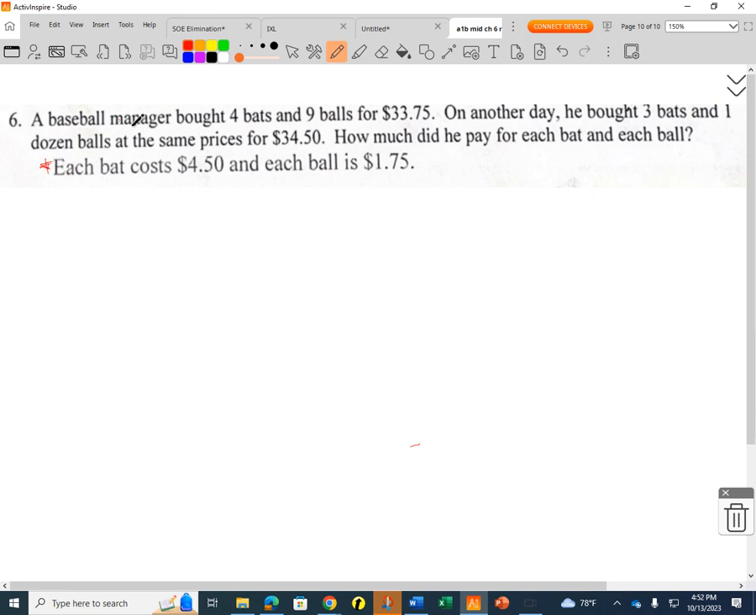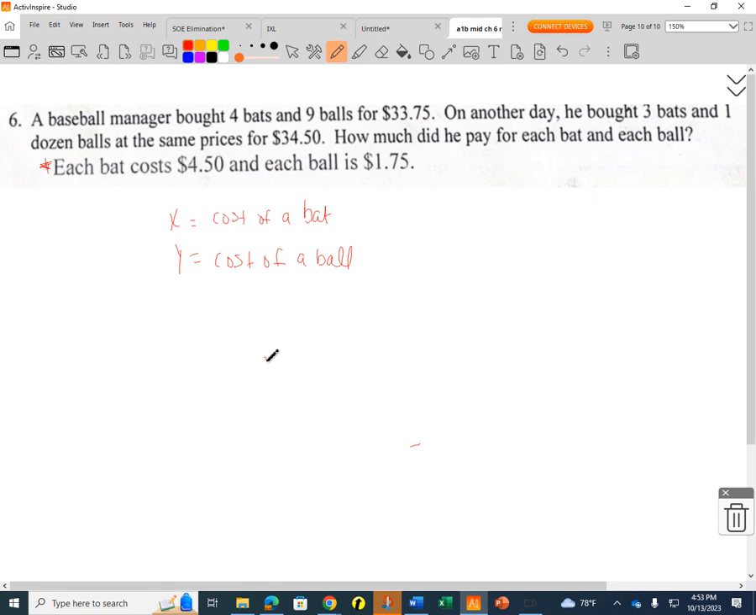The first thing we've got to do is figure out what our variables are. We have to define our variables. So we want to know the cost for each bat and ball. So X is the cost of a bat and Y is the cost of a ball. If you don't define your variables, then you don't get full credit for this assignment.